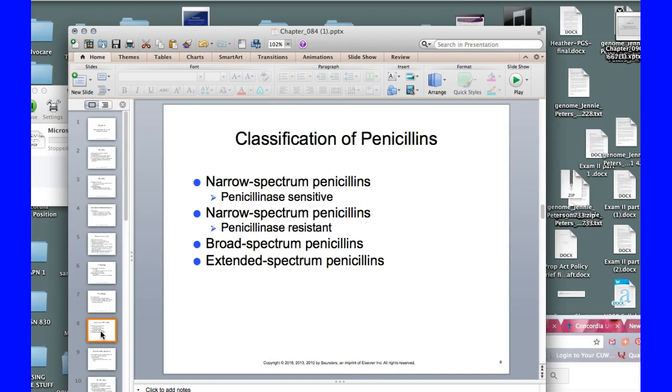Pretty much the narrow spectrum penicillins, like for example, if you have strep throat, penicillin is still the drug of choice. It works really well. We know it's a gram positive strep. The rapid strep is gram positive, and we know that it works for that. Then you have your more broad spectrum penicillins, which would be more your Augmentin, because you're covering some gram positive and gram negative.